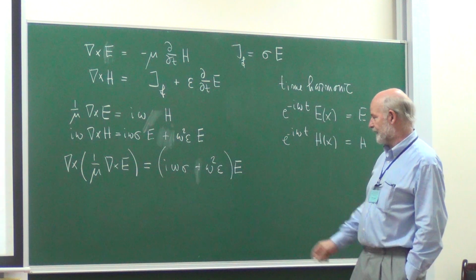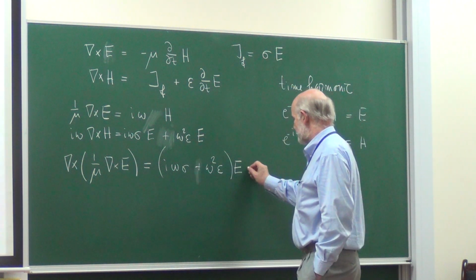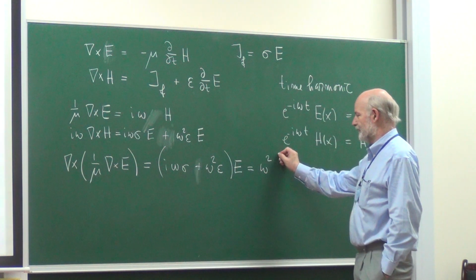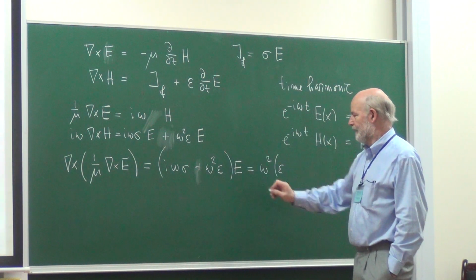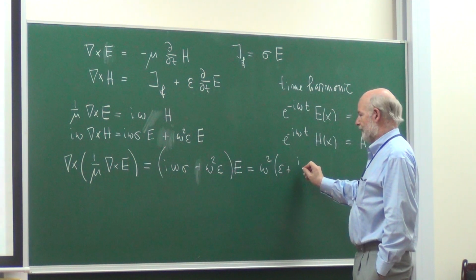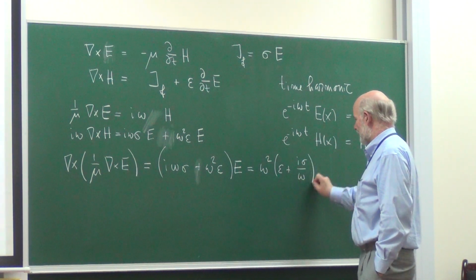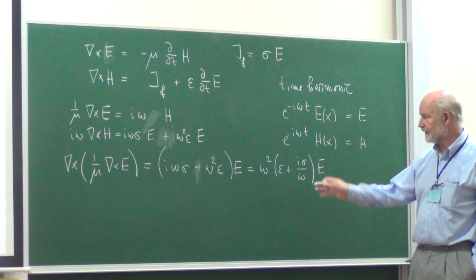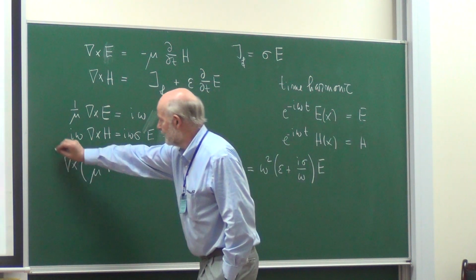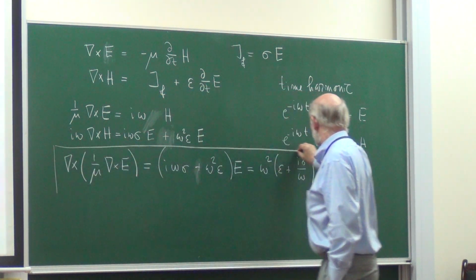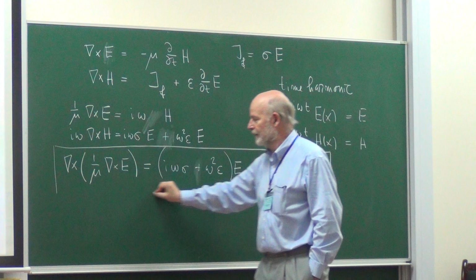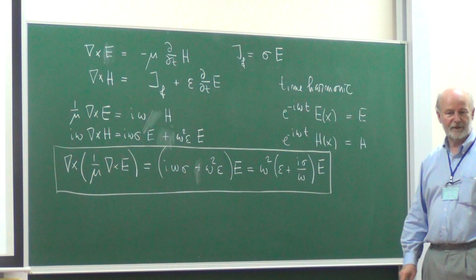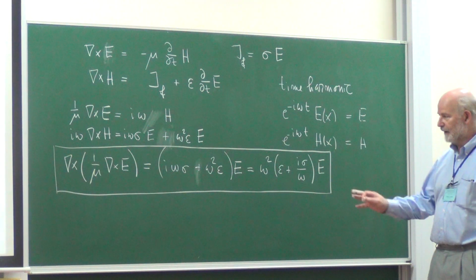Okay. Now the standard way, so let's take omega squared outside, then we get epsilon plus i sigma over omega, and then times E. So this is a way of writing the Maxwell's equations. If you are in the time harmonic case, this is a way of writing an equation for the electric field just in terms of that.